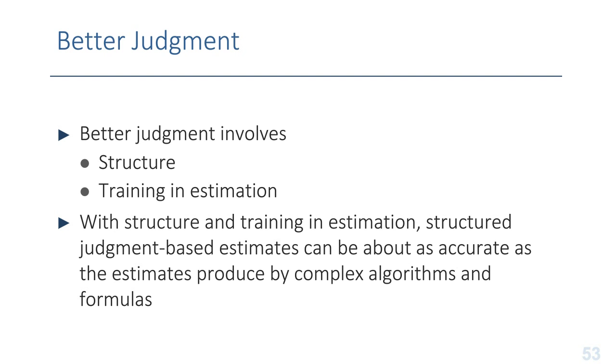In contrast, interestingly enough, not all judgment is created equal. And we can improve judgment a lot by putting some structure around that judgment, and then we can improve it further by providing training in estimation. And the research on this point is quite interesting. What it has found is that with structure and training in estimation, then structured judgment-based estimates can be about as accurate as the estimates produced by complex algorithms and formulas. The research finding there is pretty specific. It's not saying that structured judgment estimates are more accurate. It's not saying they're less accurate. It's saying they're about as accurate as the estimates produced by complex algorithms and formulas.